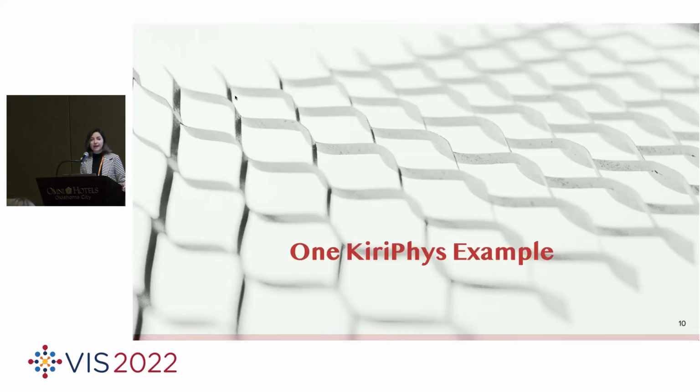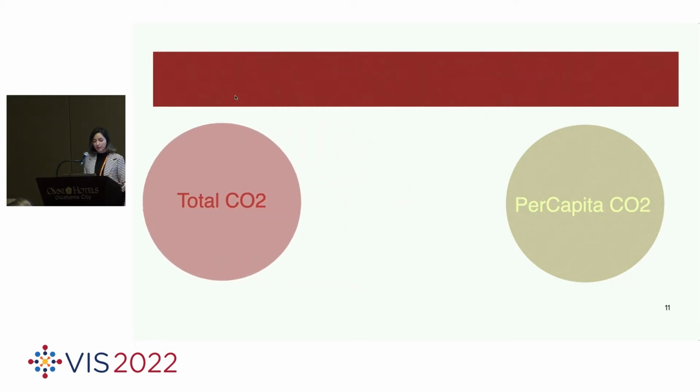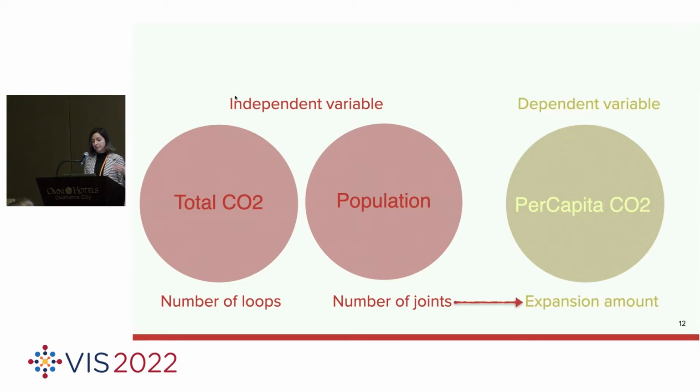Having both dependent and independent variables in CuriFiz allows us to physicalize data sets with relationships in values. To illuminate this quality, as well as some other data representation and interaction possibilities of CuriFiz, we'll talk about one CuriFiz example, the CO2 emission installation. In this work, we wanted to make a fair comparison of countries' contributions. Therefore, we tried to show both total CO2 emission and per capita CO2 emission by mapping total CO2 and population to two independent variables, number of loops and number of joints. Then, as a result, the dependent variable, which is expansion amount, will show the per capita emission.